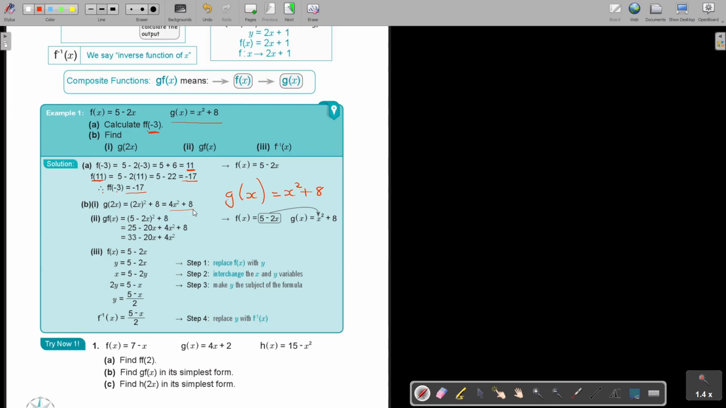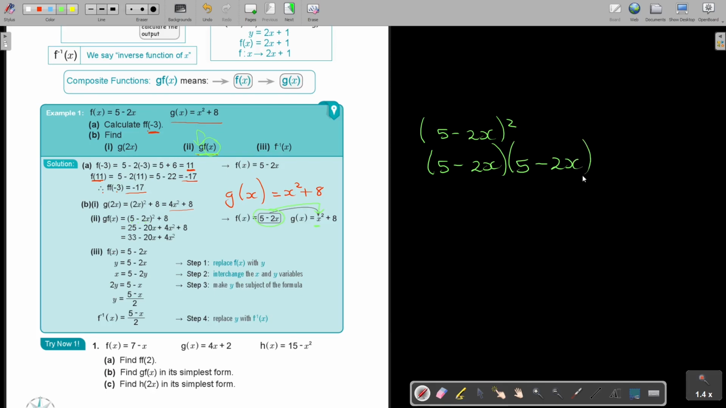Okay, and now the composite function. Remember that we start from the back. So it means we're going to take f and we're going to substitute it in g, in the place of x. So it's going to be (5 minus 2x) squared plus 8. Now you can do the long way. I'm just going to show you first the long way.